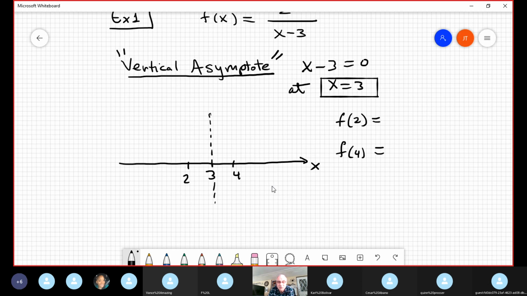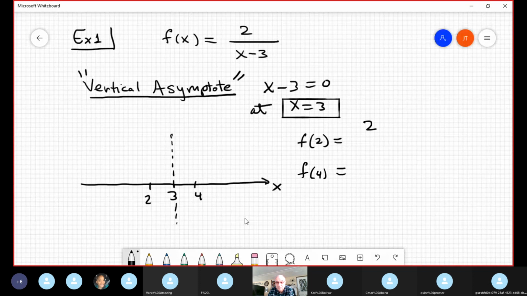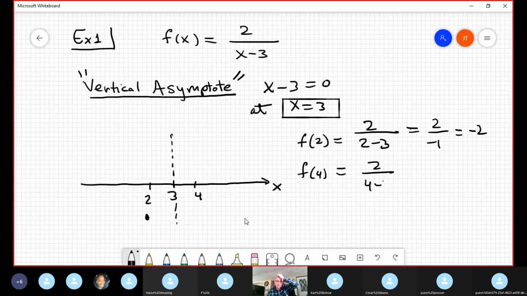And 2 is easy. Look, at 2 it is 2 over 2 minus 3, which is 2 over negative 1, and that is negative 2. This is negative here. And 4 is 2 over 4 minus 3, which is 2 over 1, which is 2, positive. So I have a rough idea of how my function looks.